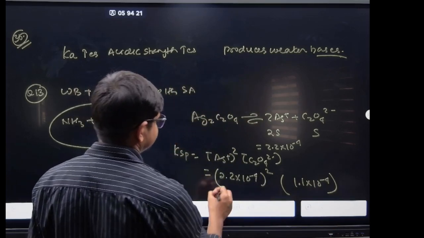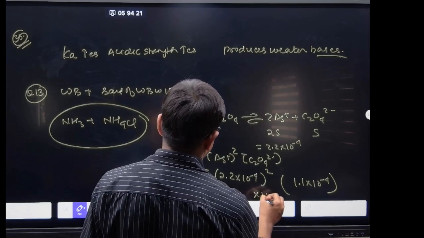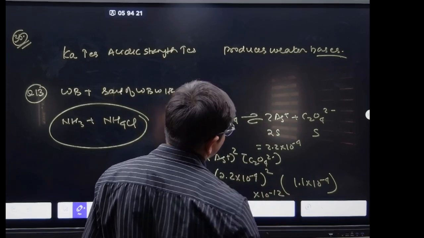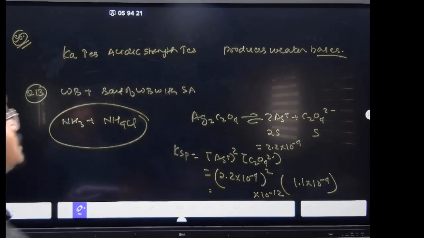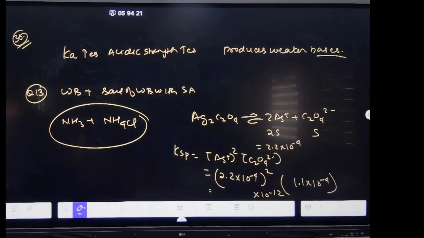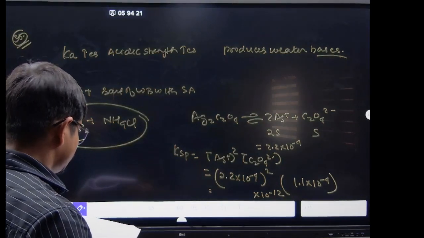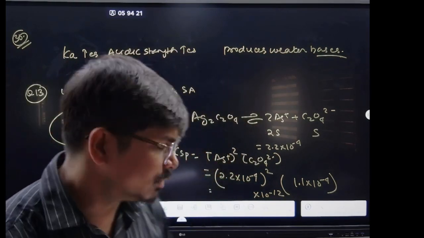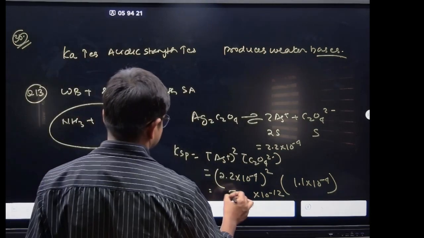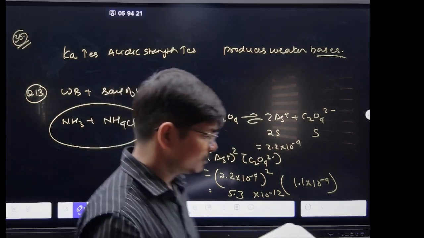Which option then? 2.2 whole square, how much will it come? It will be 484. 484 into 1 into 1, how much will it come? It will be around 5 something. So it will be the third option. Got it? So it will be the third option. Got it?